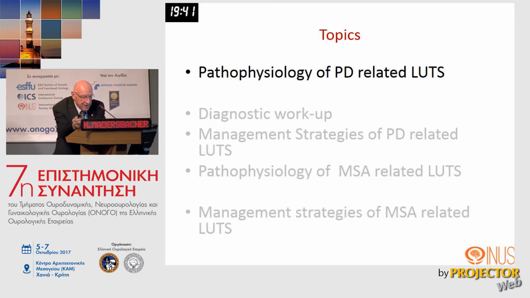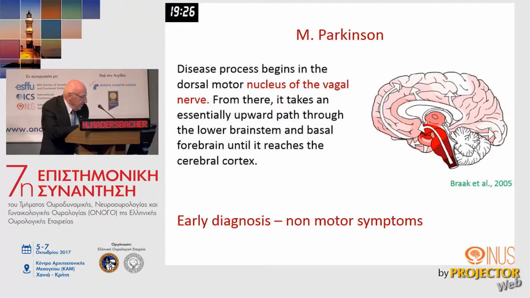You are well aware that PD belongs to the group of neurodegenerative diseases characterized by the progressive loss of structure and function of neurons, and the disease process in morbus Parkinson begins in the dorsal motor nucleus of the vagal nerve. From there, it takes an upward path through the lower brainstem to the basal ganglia, forebrain, until it reaches the cerebral cortex and may end up with Parkinson's dementia.